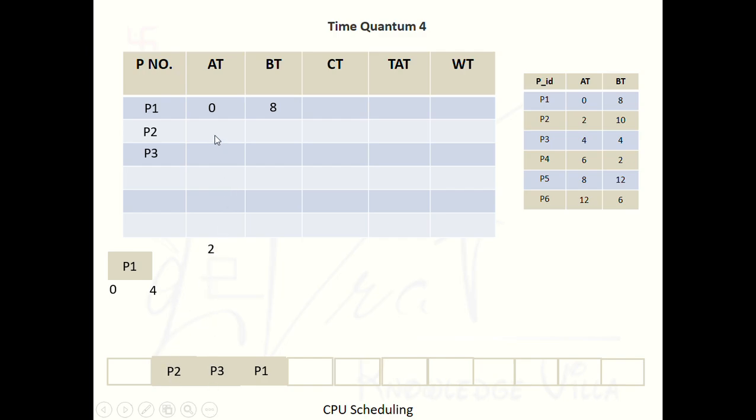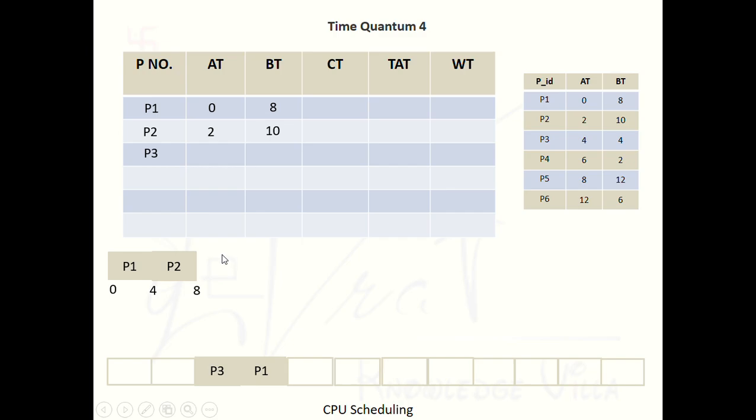P2 arrived at time unit 2. So right now P2 is getting the CPU and P2 will execute for 4 time units. P2's actual requirement is 10 time units of CPU, but we are able to allocate only 4 time units, up to time unit 8. Then after time unit 8, P2 will leave the CPU and go into waiting.